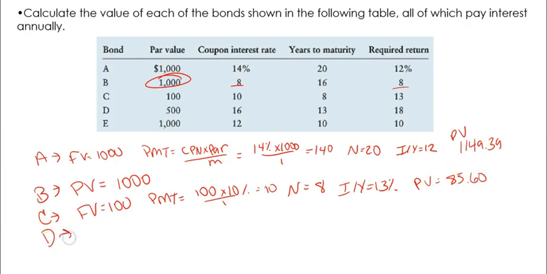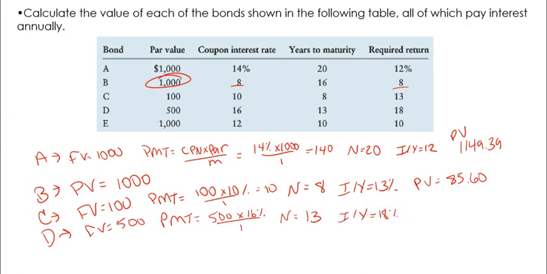Okay, moving on to D. This bond has a par value of $500. Now, if your par value is not given, we can assume that it's $1,000 because generally they are $1,000. They may be more or less, but if it's not given, we just assume it's 1,000. This one is 500. Coupon is 500 times 16% divided by 1. Our N is equal to 13 years, and our required return is 18%.